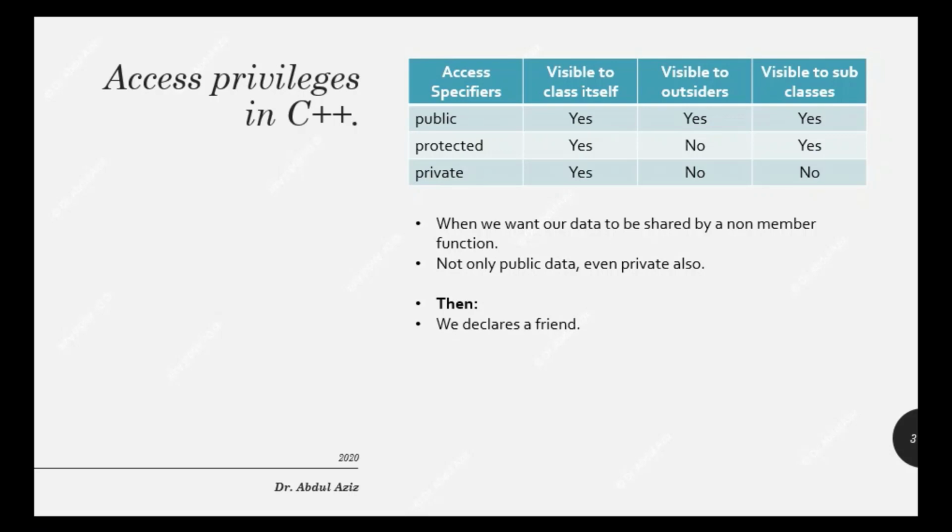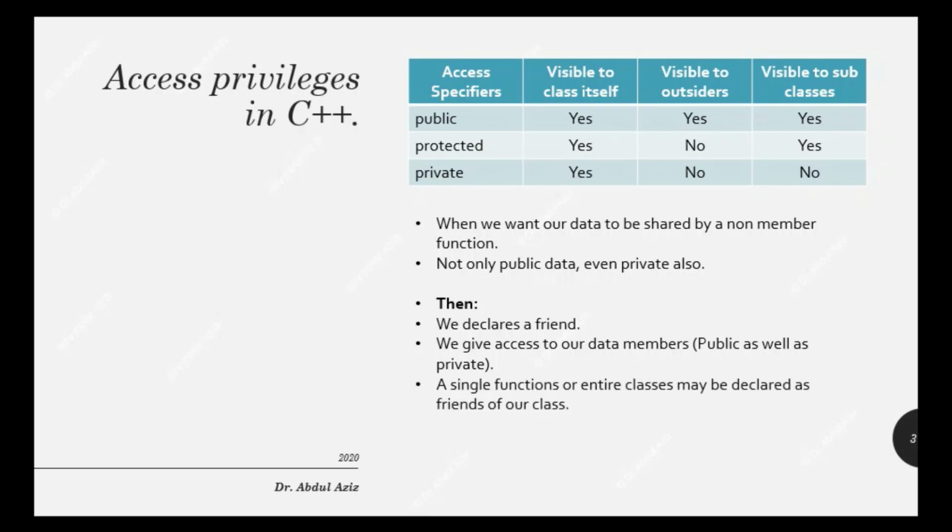Then I need to declare that function as a friend of my class, and in that sense we are going to give access to all the data members, either private or public, to that particular function. We can make a single function a friend, or we can also add an entire class as a friend of our class.